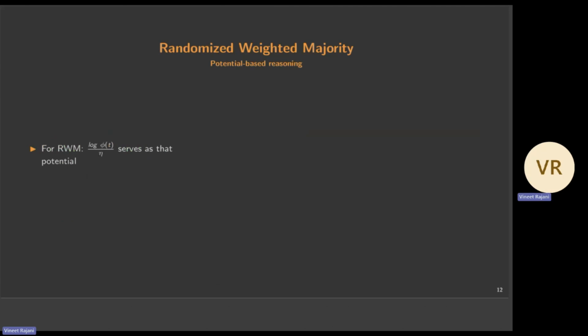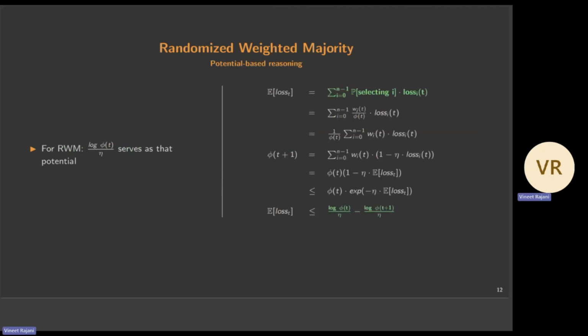Now for the problem at hand, it turns out choosing log(phi_t)/eta serves as the potential for round t. If you do some arithmetic, you can show that the expected cost of the tth round is upper bounded by log(phi_t)/eta minus log(phi_{t+1})/eta, exactly what we desire. And then you can prove the theorem that I showed you in the previous slide.